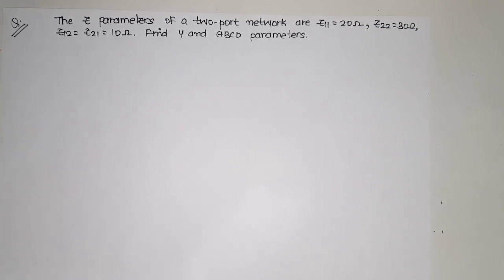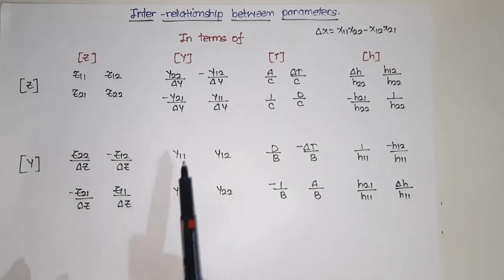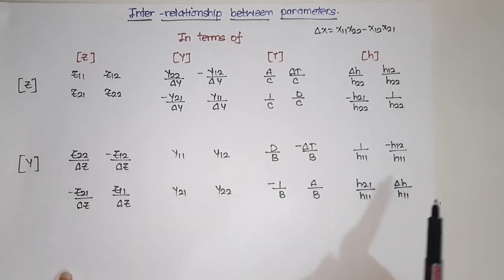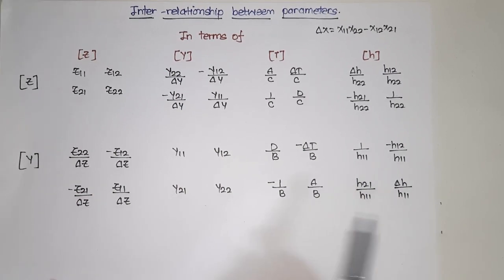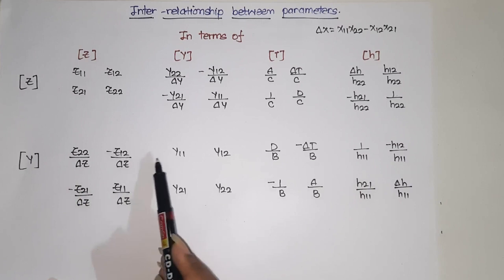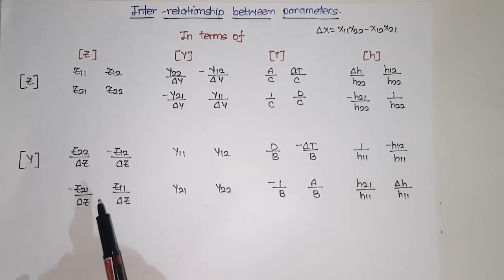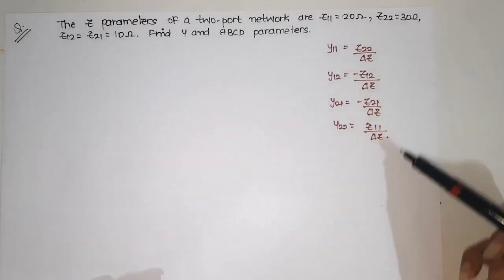तो first thing that we need is the formula chart table, right? So this is the chart. अब हमें y11, y12, y21, y22 ढूंढना है. So we'll be using this row, right? उसमें हमें we have been given z parameters यानी कि ये z22 by delta z minus z12 by delta z. तो ये पैरामीटर्स को हम कंसिडर करके y पैरामीटर्स ढूंढेंगे. So for your convenience I have written the formula over here.